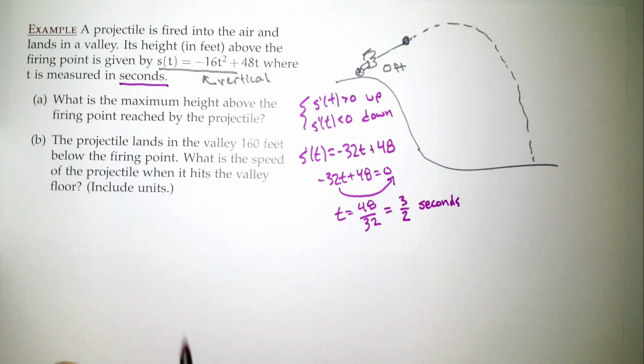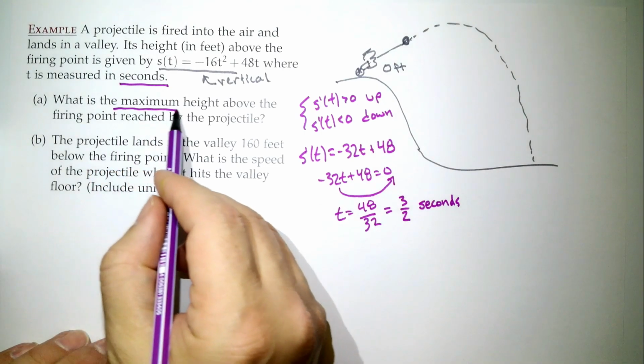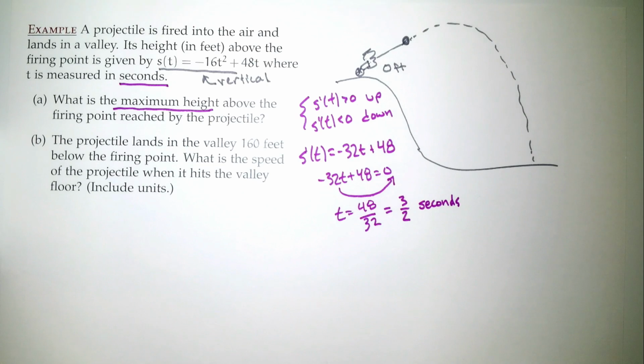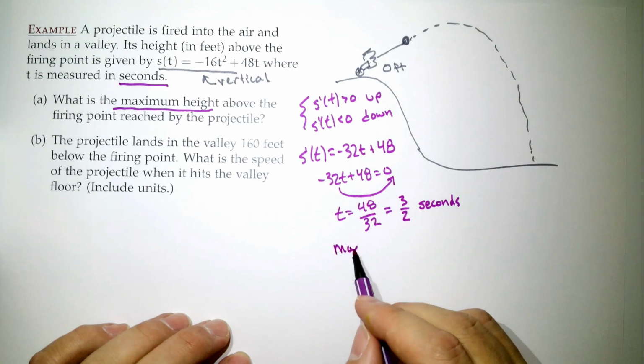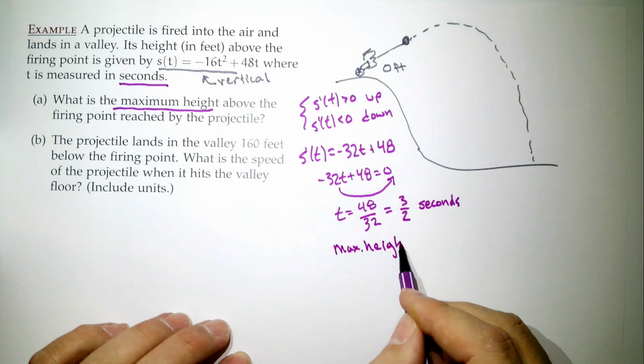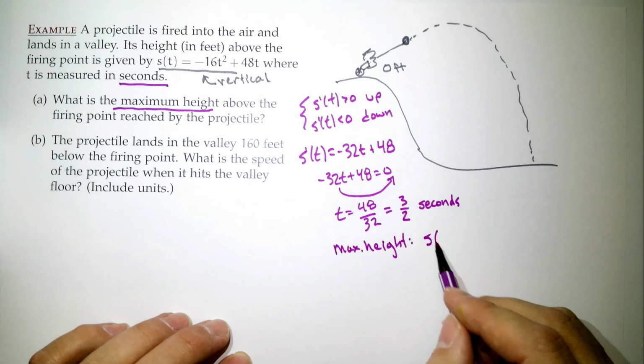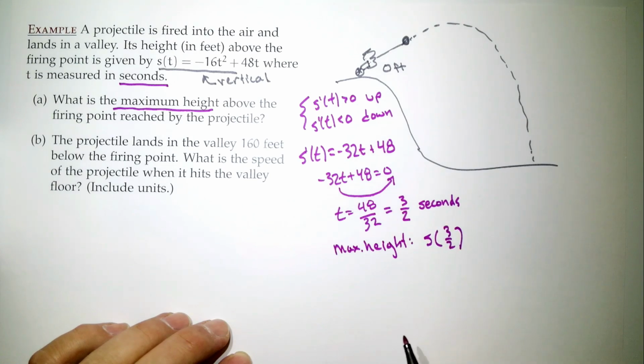No, because notice it said, what's the maximum height? What have we discovered? We discovered when it reaches that maximum height, but we haven't discovered what maximum height. So how do we finish the question? We plug it in. So the max height was going to come from when we plug 3/2 into our function.